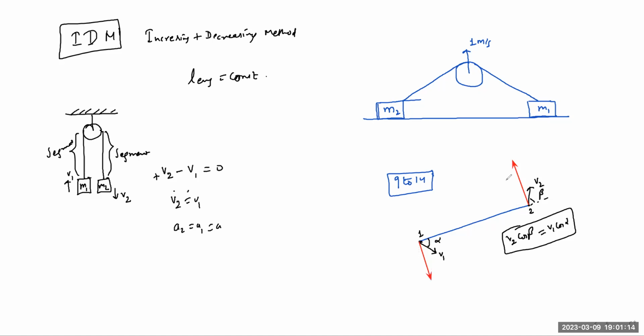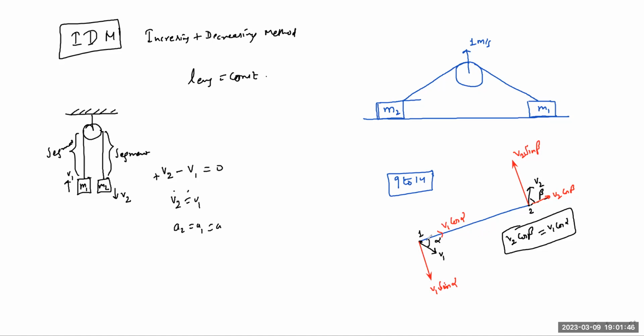There are two component velocities. V2 cos beta, this is V2 sin beta, and this is V1 cos alpha, and this is V1 sin alpha. Okay. Now this string can only rotate if one will observe two or if two will observe one.